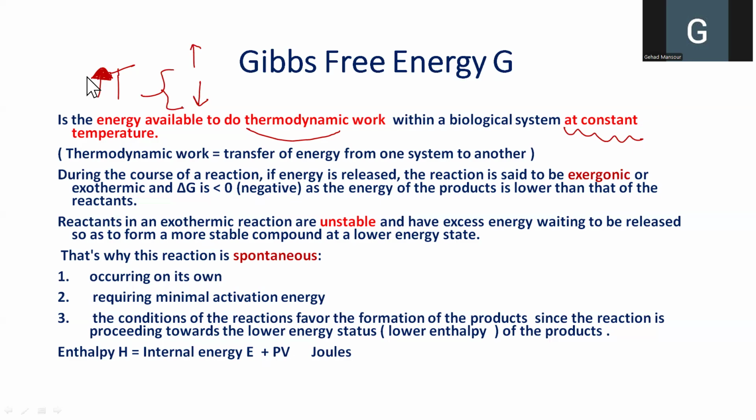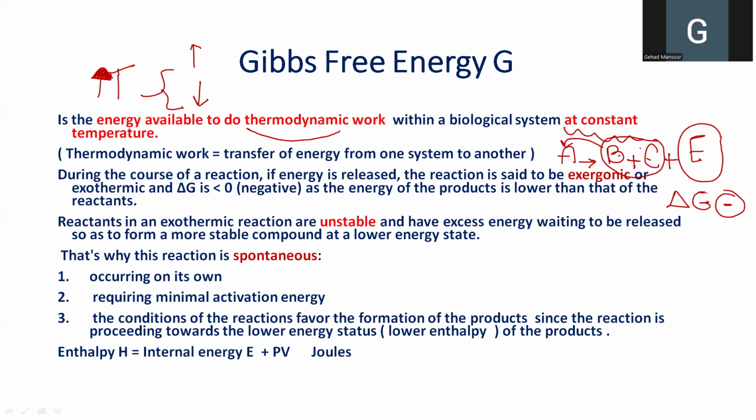Because the energy of the products in an exergonic reaction is lower than that of the reactants. For example, if you have substance A that is broken down into substance B plus C, and there is release of energy, so the reaction is exothermic or exergonic, then definitely the total energy of the products B and C is lower than the energy of the substrate A. So because it is lower, then we consider the change in Gibbs free energy a negative change.